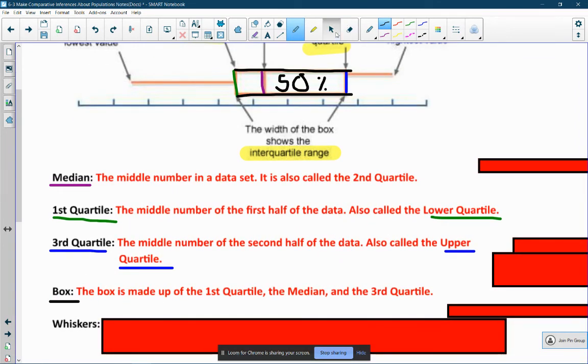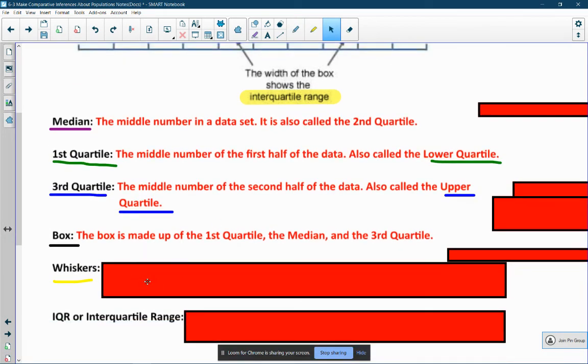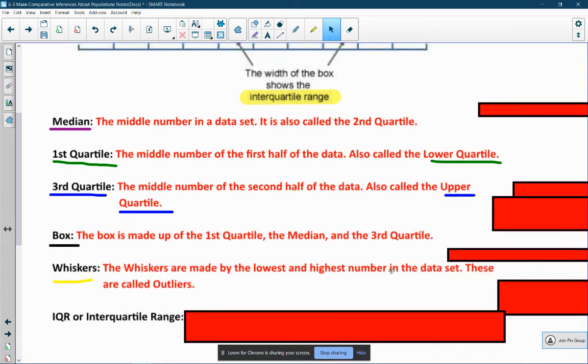Now the whiskers, we haven't talked a lot about the whiskers of the box. These are the lines. How about this yellow? There's a whisker, and generally they have a little line on the side of them. Whiskers. What these whiskers tell us is the lowest number and the highest number in the data set, and we call these things outliers.